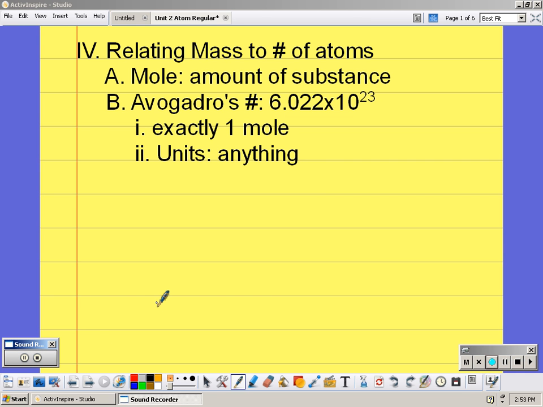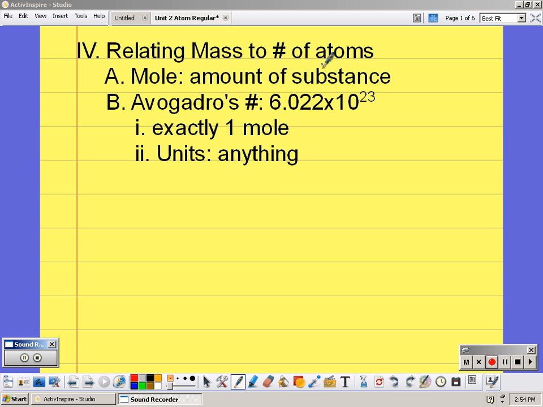Alright, so relating mass to the number of atoms. A mole is a counting unit, so it's like saying a dozen is 12. A mole is the amount of a substance. It's equal to the number of atoms in 12 grams of carbon-12.